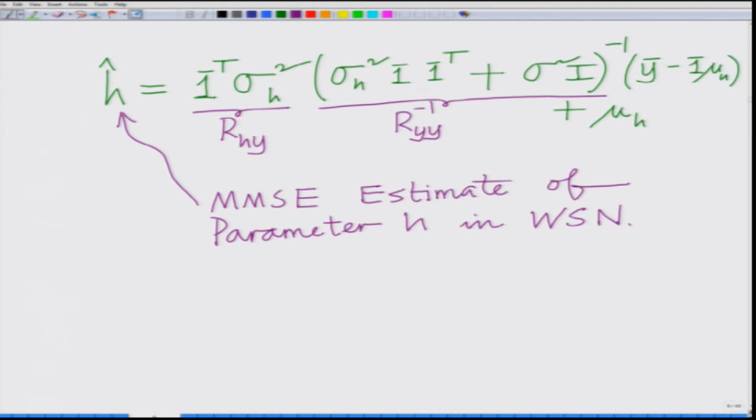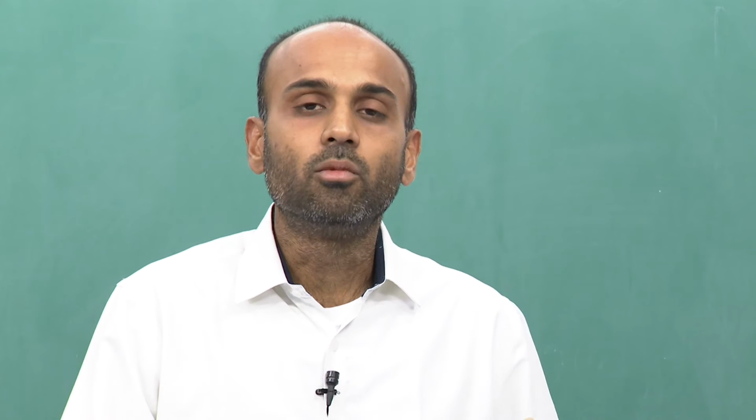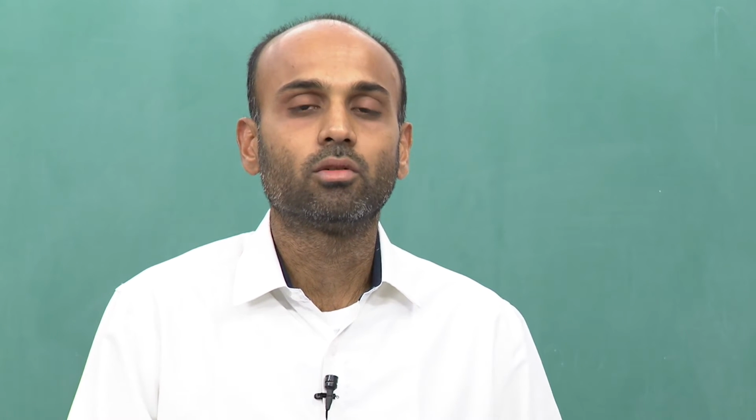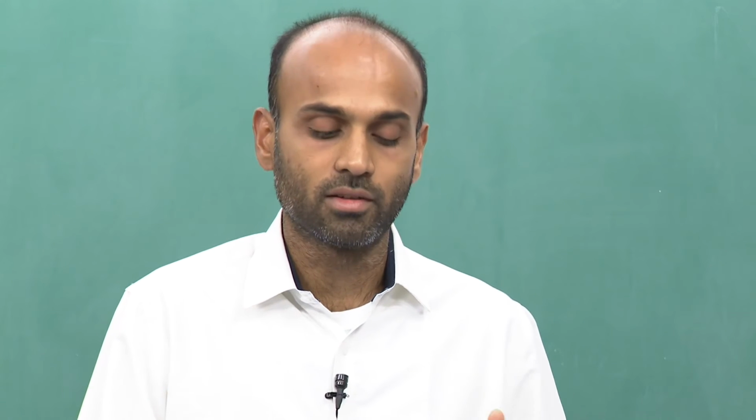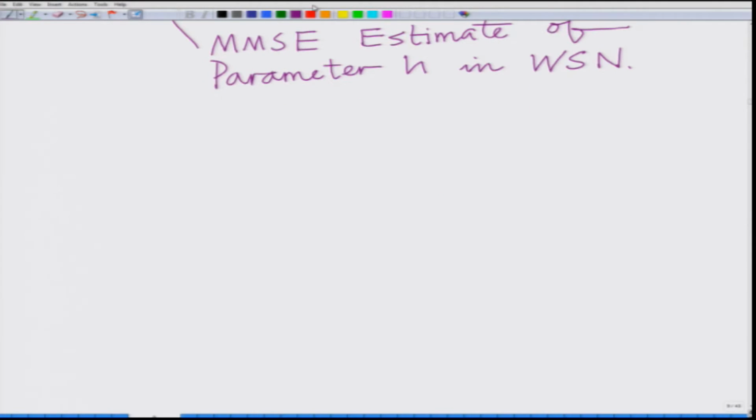Now, what we are going to do in today's module is to further simplify this expression for the estimate of the parameter h. This is a complicated expression, so we are going to simplify it so that it is easier to interpret and easier to draw inferences from. To do this, let us start with this quantity over here.